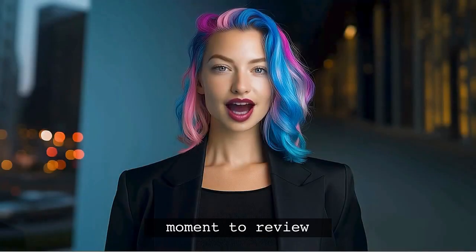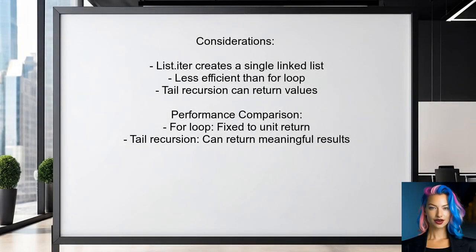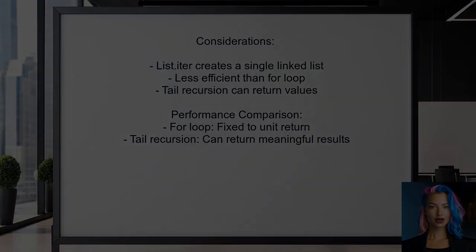Let's take a moment to review another user's answer. An alternative approach suggested by a user is to use tail recursion instead of a for loop. Tail recursion allows for aggregating results without mutable variables and supports early termination. This method is efficient in F# as it gets optimized into a loop by the compiler. While using List.iter is another option, it creates a single linked list, which can be less efficient in terms of performance and memory compared to a for loop. However, tail recursion is more flexible and can return values, unlike the for loop.